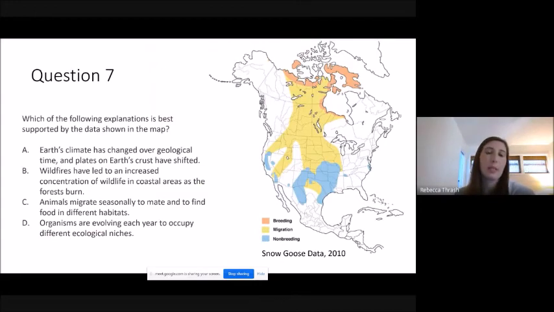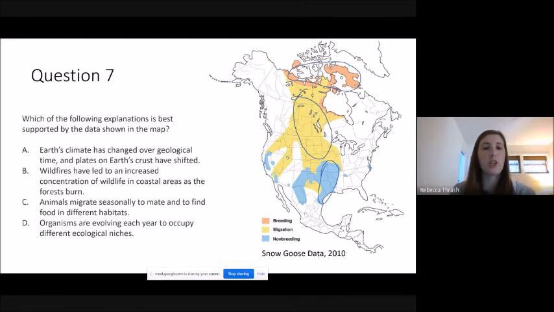Which of the following explanations is best supported by the data shown in the map? So now we've got a different map of the United States and a different key. So this is snow goose data from 2010. It shows us the breeding grounds. It shows us the migration area. And then it also shows where their range is when they are not breeding, so their non-breeding range.